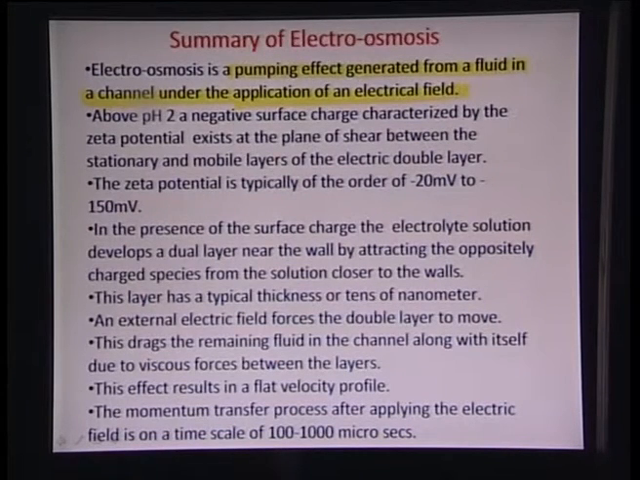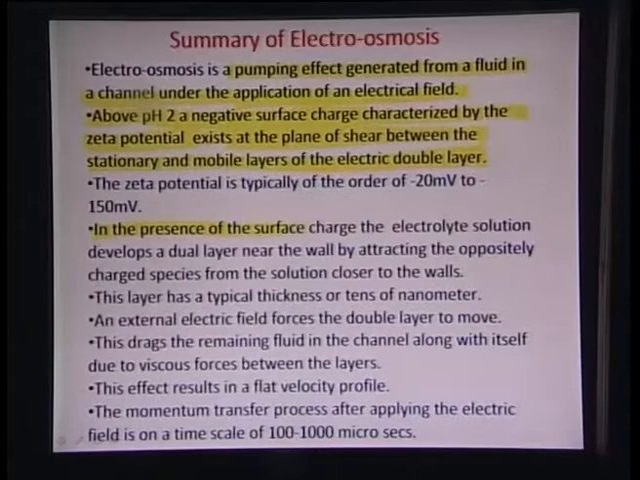So, as you take the pH of the contacting liquid phase over a surface to above 2, the surface immediately develops a negative charge, characterized by a zeta potential, and this exists at the plane of shear between the stationary and the mobile layers of the electric double layer that is formulated. So, there is a layer of diffuse charges through the medium, starting from the double layer all the way up to where the charge density falls to almost 0. The zeta potential typically is of the order of a few tens of millivolts to about hundreds. So, typically it is about minus 20 millivolts all the way to about 150 millivolts or so.